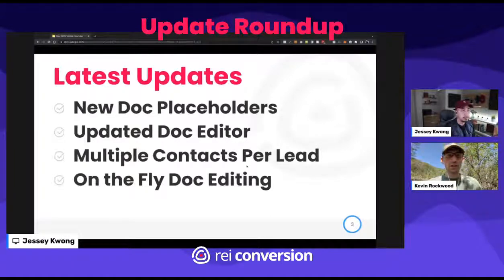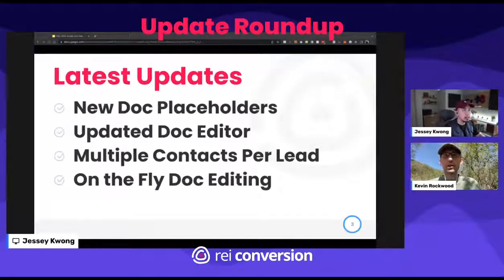Sure. So, we've got a couple new placeholders for your docs. For those of you doing portfolio offer letters where you have multiple properties that you're mailing to an owner about, you can now list each individual property in your offer. You could even split out each offer price and say, "I will give you $1,000 for property A, $2,000 for property B, $3,000 for property C."